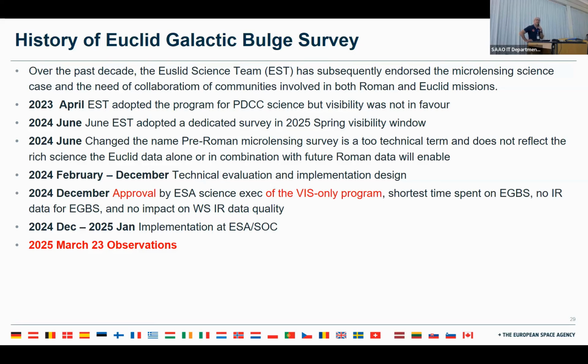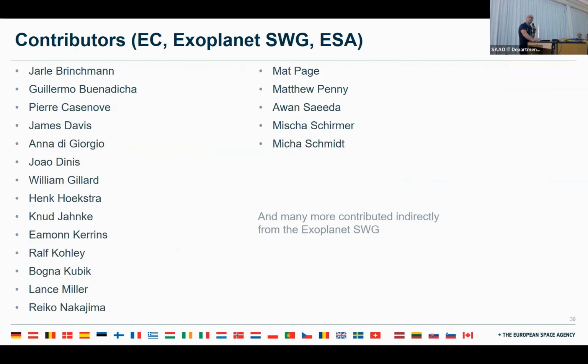Then we defined the survey baseline starting from early 24. There was a long technical evaluation and implementation design, and we got final approval by the Director of Science of ESA for the VIS only component. So the infrared data will not be observed; this will be in disabled mode. The implementation happened in December and in the past weeks essentially. And now we have the date of the observations: the 23rd of March.